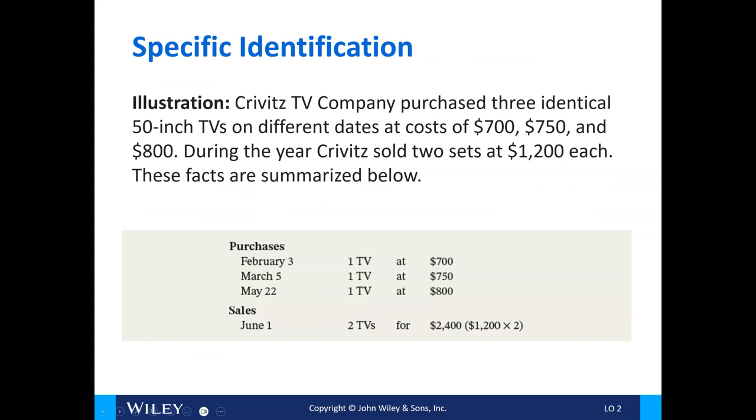So we purchased a TV at $700 on February 3rd. On March 5th, we purchased a TV at $750. On May 2nd, we purchased a TV for $800. In June, we sold two of the TVs and we sold them for $2,400. So that's $2,400 revenue. What is our cost of goods sold? Well, that will depend upon the method that you're using.